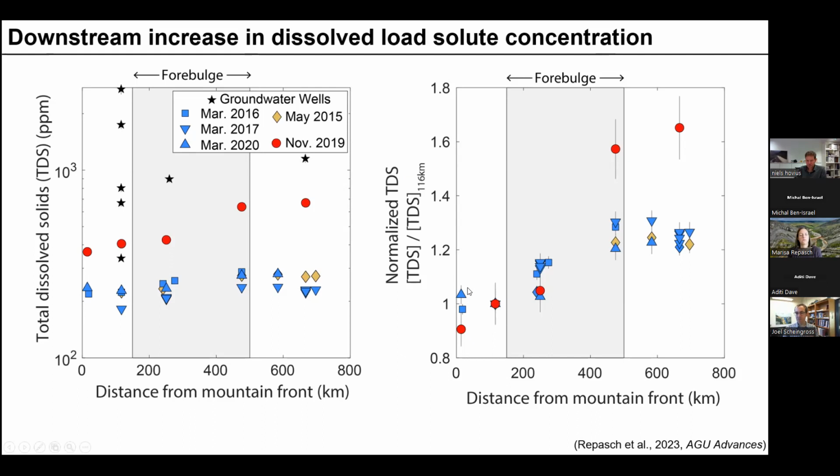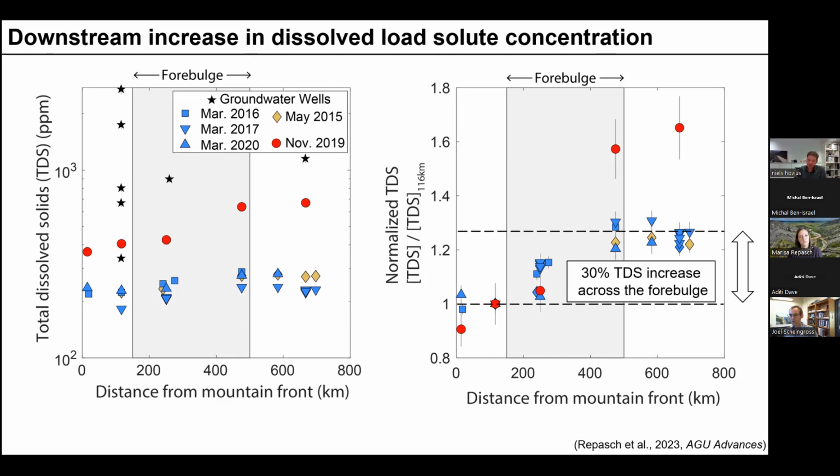So I take the value of total dissolved solids and I normalize it by this location. So they all come to 1 here. And now we can see the fractional change moving from upstream to downstream. And what I hope you can see here is in the back bulge, we don't see that large of a change in total dissolved solids. Samples are staying relatively constant, but we do see this really distinct approximately 30% increase in solute concentration moving across the forebulge. And then in the back bulge, solute concentration stays fairly constant.